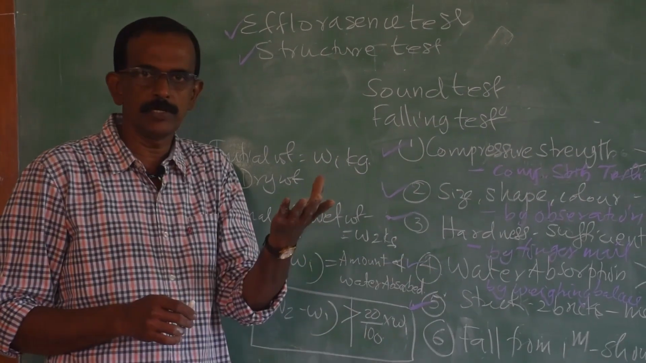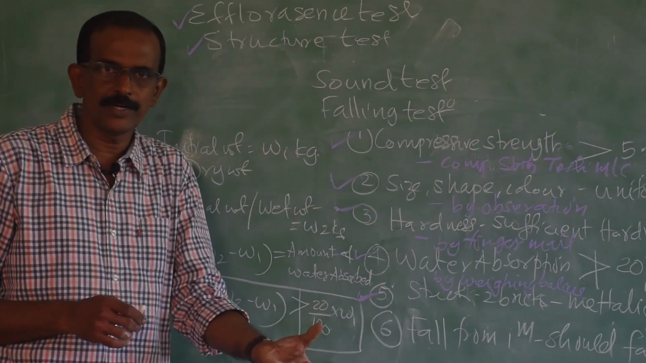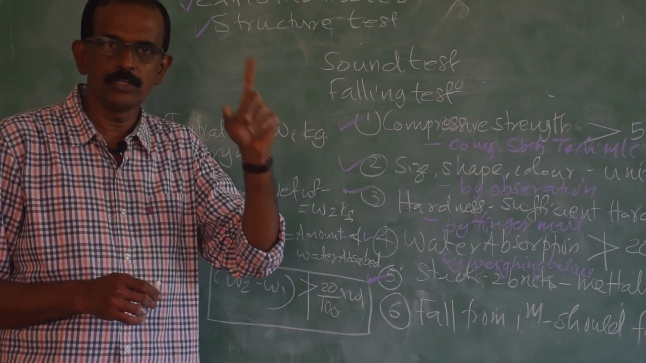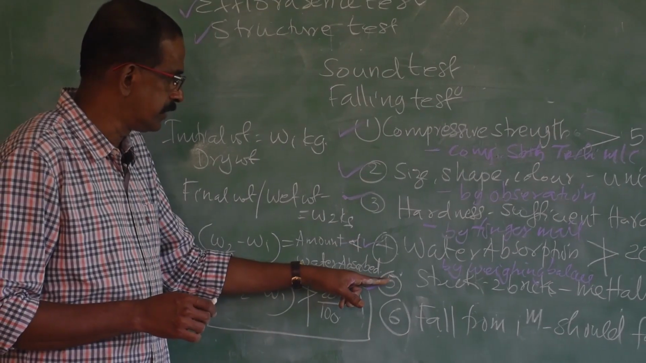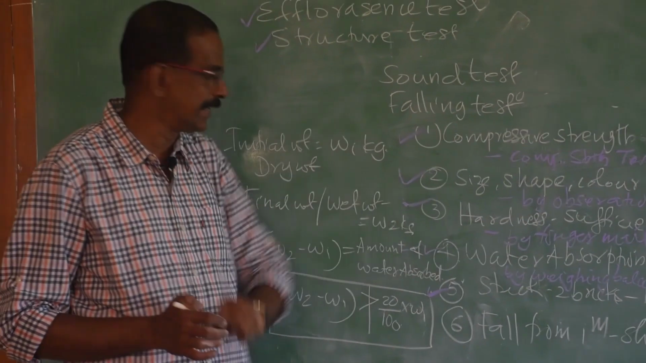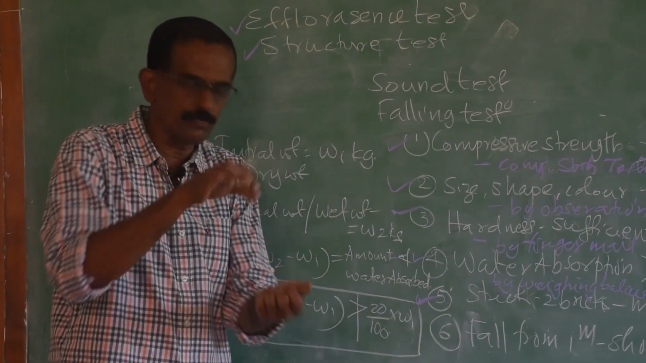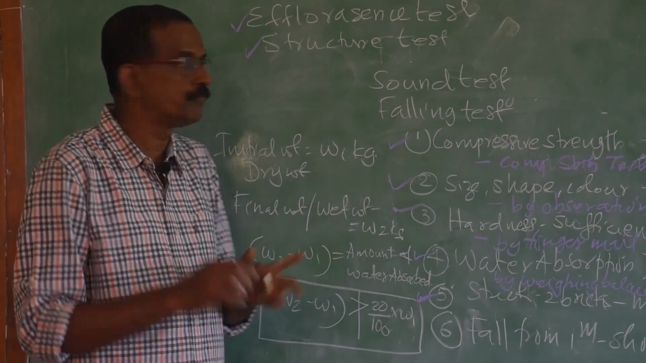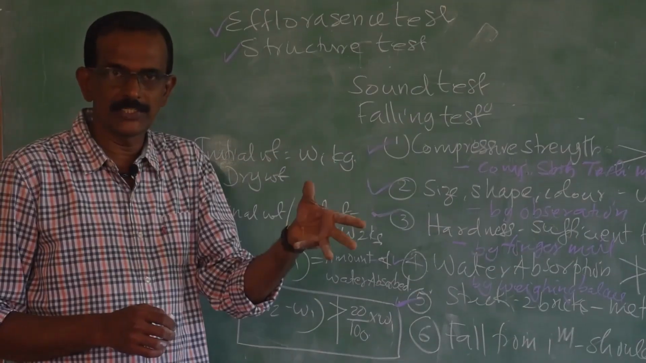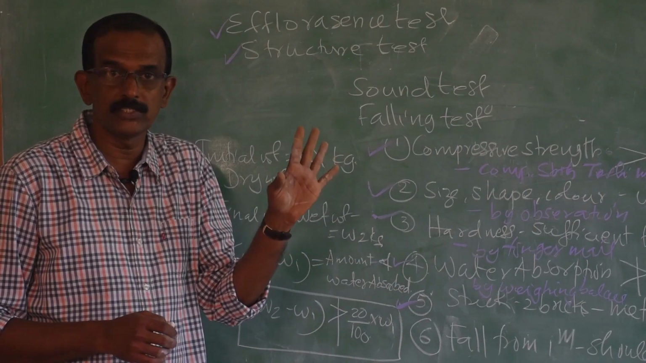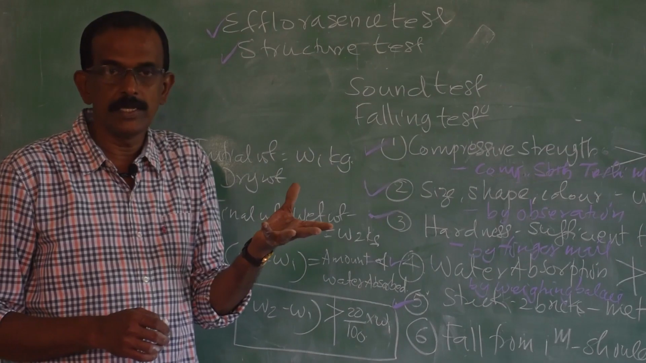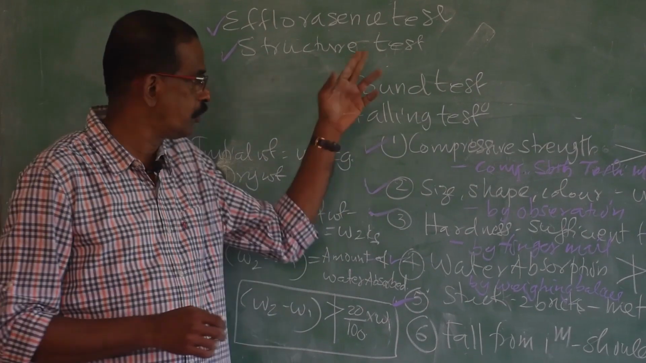Water absorption, take a brick, note its weight, keep it under water, again note its weight. That difference should not be more than 20% of the initial weight. Then sound test, strike two bricks against each other, it should produce a metallic ringing sound. Falling test, allow the brick to fall from a height of 1 meter, it should not fail. Efflorescence test, keep it under water, take out, dry under shade. There should not be any color changes or any deposits. Structure test, break the brick and see the inside portion. So, these are all the tests.